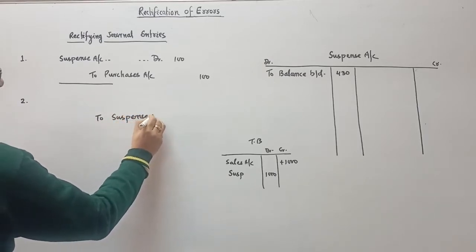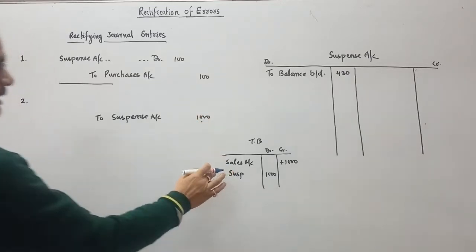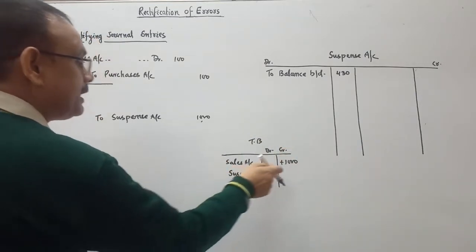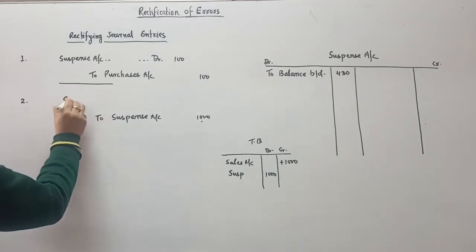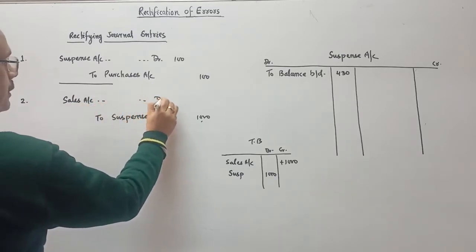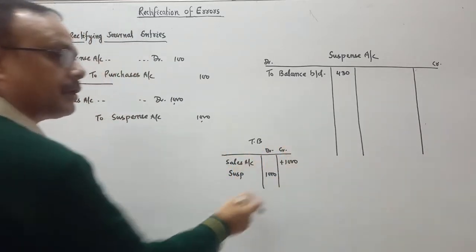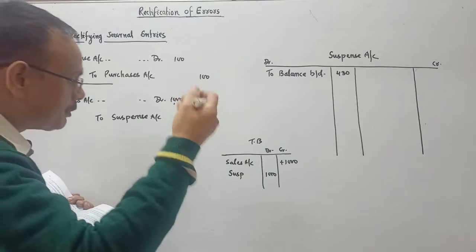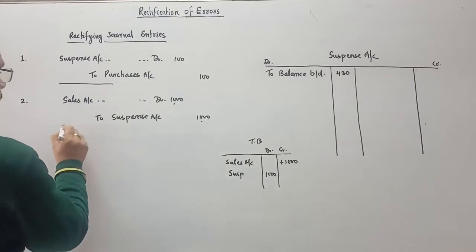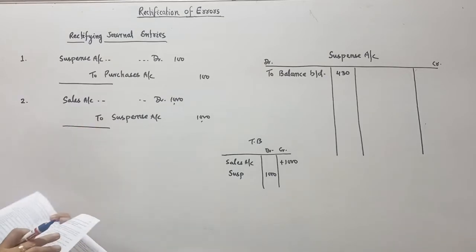The suspense account will be credited by 1000 for cancellation, and sales is 1000 rupees more. So to neutralize this effect, we will debit the sales account by 1000, because we have posted 1000 rupees more on the credit side. Now it is neutralized. So the rectified entry is: sales account debit to suspense account.